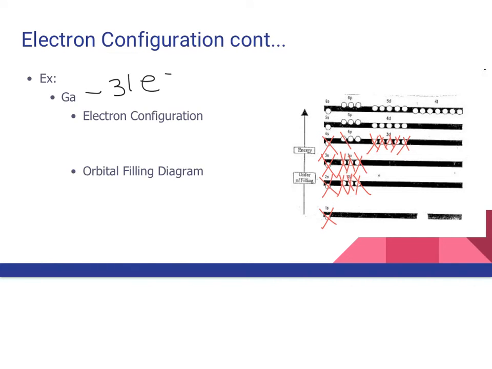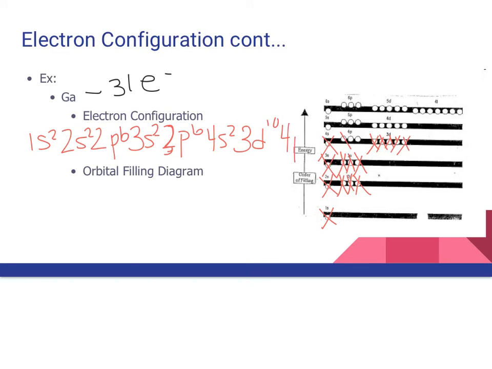I'm going to translate that to my electron configuration. 1s2, 2s2, 2p6, 3s2, 3p6, 4s2. After the 4s, we filled the 3d up with 10, 4p1. Notice we do write superscripts of 1. We don't just assume it's 1. We definitely want to include that.